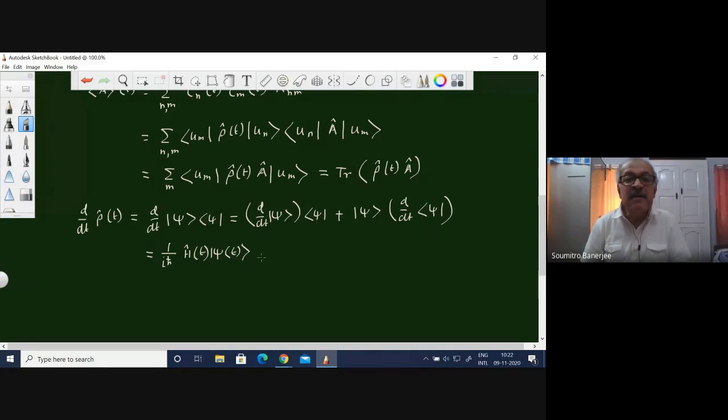And this one will be, since it is a bra, then d/dt of the bra is, then you have to take the conjugate of it, is 1 by minus iħ. Then it will be first this bra, this ket, and it will be the Hamiltonian operating on this one. But this one is a bra, so first I'll have to write the bra, and then the Hamiltonian will operate on the right side. The writing is important. And it is immediately clear that this will be 1 by iħ.